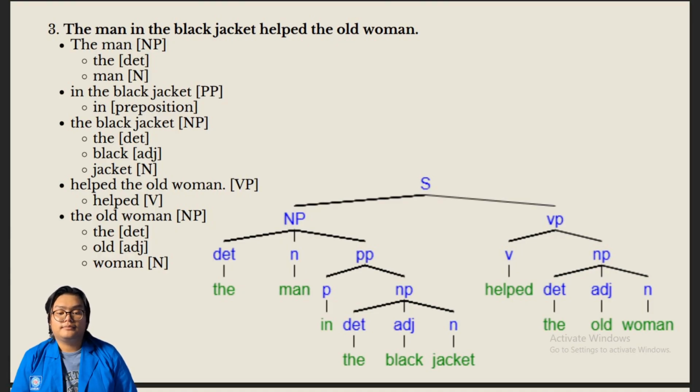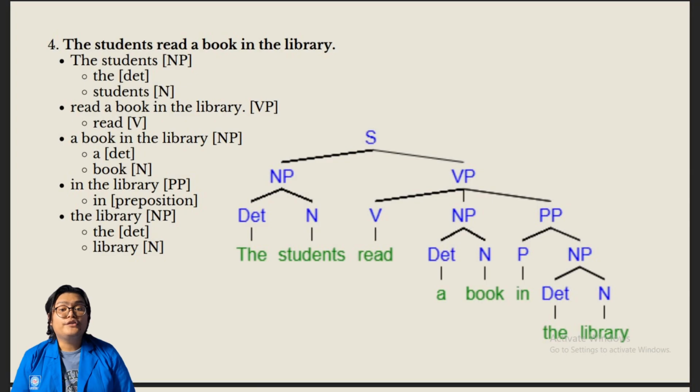"Helped the old woman" is a verb phrase. "Helped" is a verb and "the old woman" is an NP, consisting of the determiner or article "the," the adjective "old," and "woman" as a noun. And this is the syntax tree: NP, VP. NP consists of the determiner "the," the noun "man," and the PP "in the black jacket." VP, verb "helped," NP "the old woman." Move to number 4.